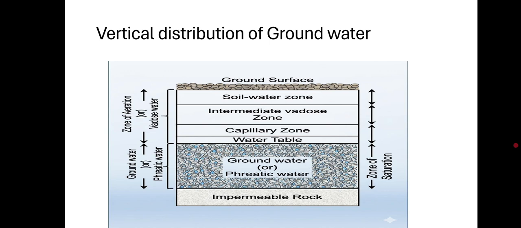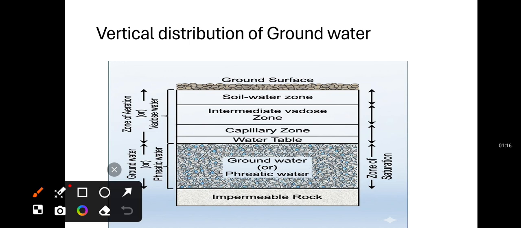The zone of aeration has three subzones: soil water zone, intermediate zone, and capillary zone. First, the soil water zone. Soil water zone is otherwise called soil moisture zone, close to the ground surface.